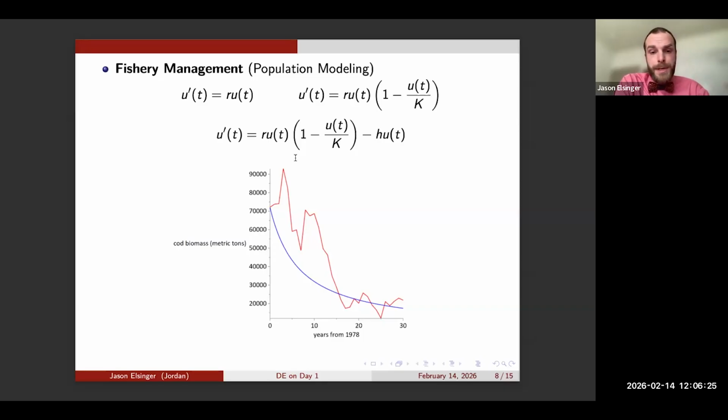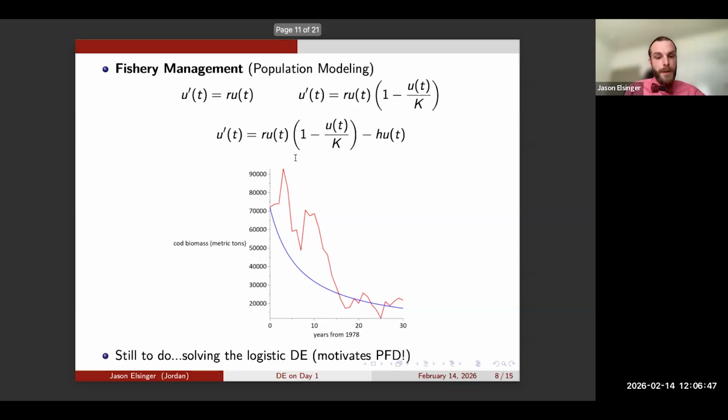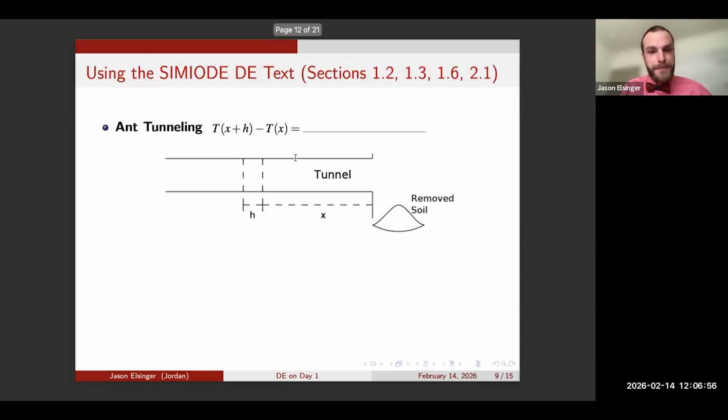What was cool about this exercise in the text was that it came with some real world data that, once you plotted it, the task was to find values of the parameters to fit that data. That was a real nice conversation to have around what parameter fitting means. At the end of it, it certainly left open a question of how to find those parameters in a more efficient way. Still left to do is to solve that logistic equation, which I look forward to using as motivation later on for partial fraction decomposition.